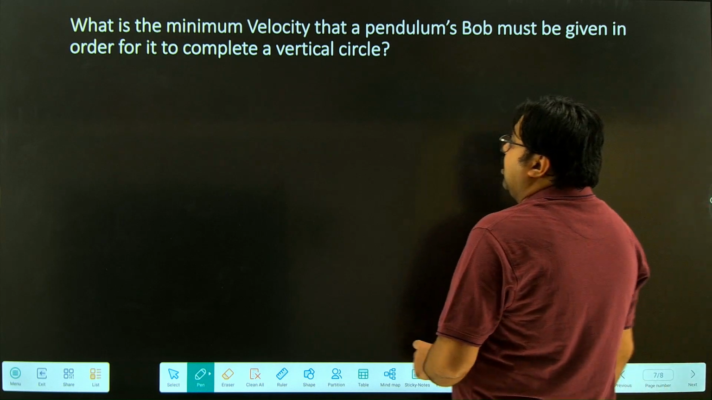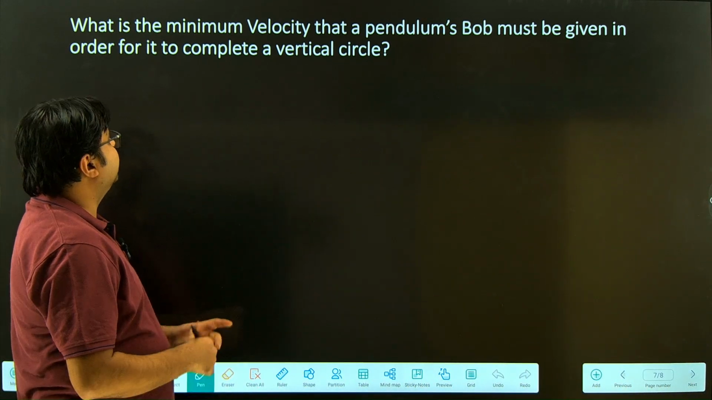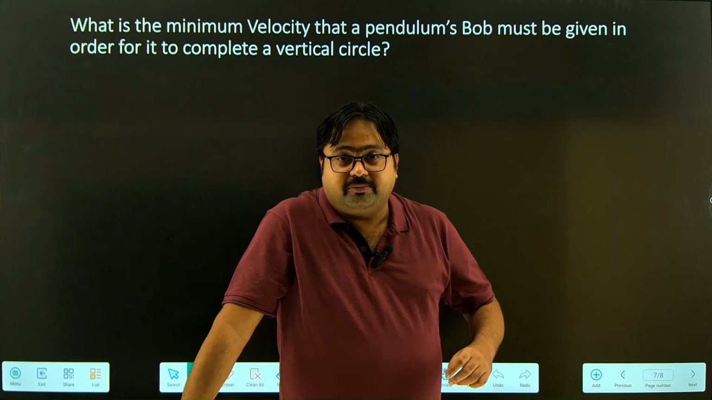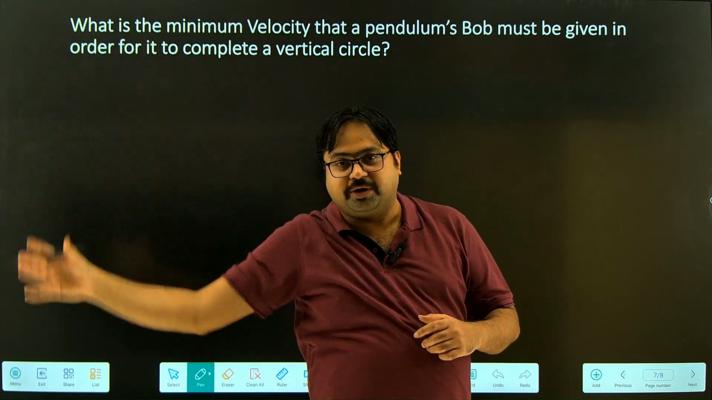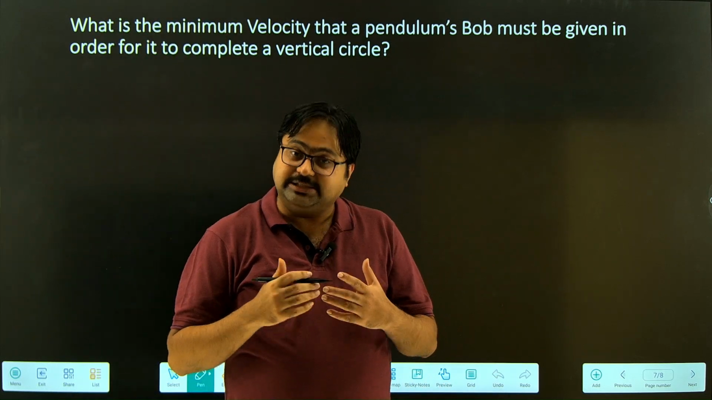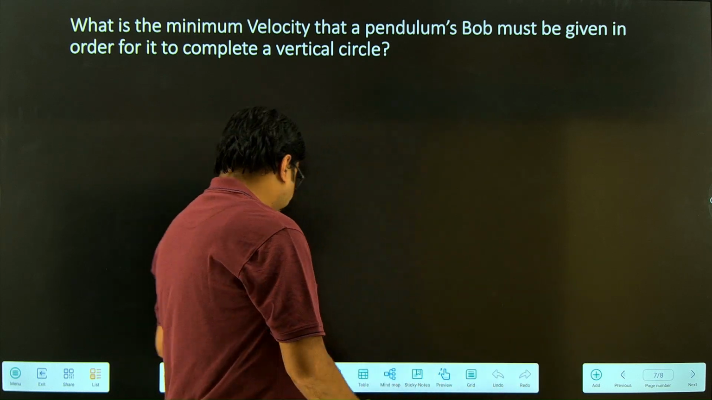This question: what is the minimum velocity that a pendulum's bob must be given in order for it to complete a vertical circle? So you throw a bob and it just makes a vertical circle and comes down. Question is, how much energy is to be supplied? This is a question in the NCERT textbook as well. So let's address that.